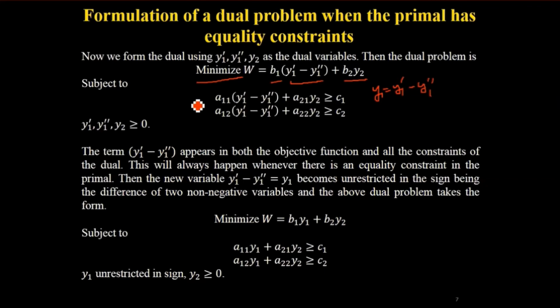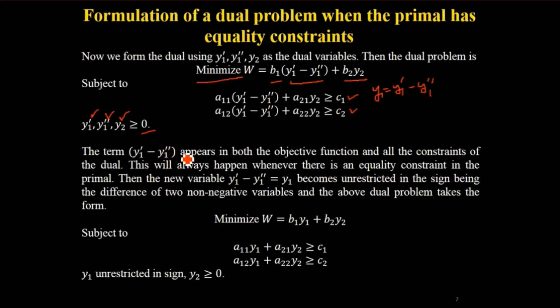Then it will become, subject to the constraints: a11 into (y1' minus y1'') plus a21 y2 greater than or equal to c1. Similarly we proceed, and the last one will be very simple: a12 into (y1' minus y1'') plus a22 y2 is greater than or equal to c2. And what are the variables you are getting here? y1', y1'', y2 greater than 0. I hope it is clear.